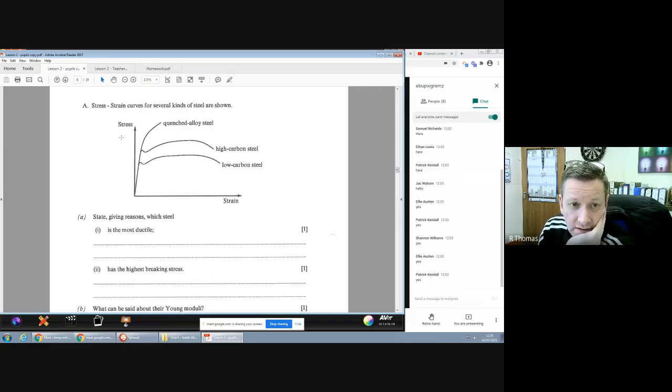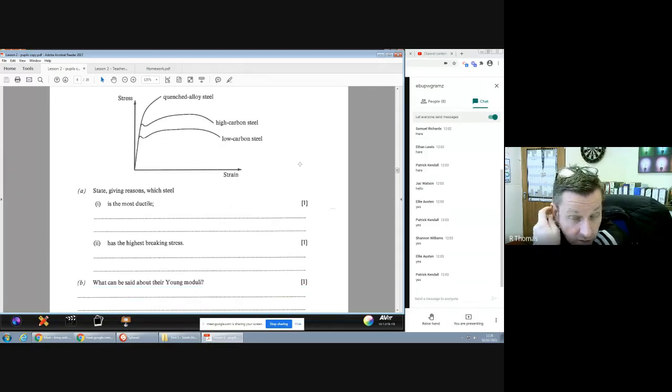Here, hopefully you can see the stress strain curves for 3 types of steel. We have what's called a quenched alloy steel, a high carbon steel, and a low carbon steel. I'd just like you to have a little think for 30 seconds, which is the most ductile? So which one can be drawn out into a wire the easiest? Which has the highest break-in stress? So which one will need the most force for it to actually break? And what can you say about the Young's modulus for each of them?